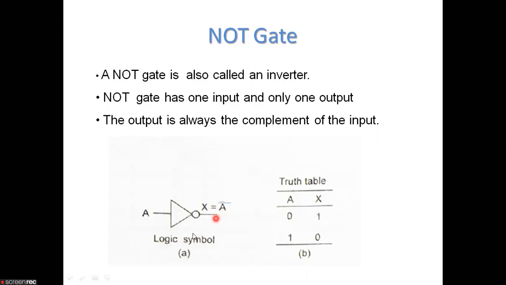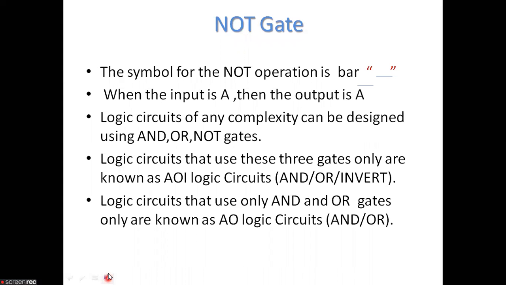So here we have seen the logic symbol and truth table of the NOT gate, where a is the input and x is the output. When a is equal to 0, the output x is equal to 1. When a is equal to 1, the output x is equal to 0. The symbol for the NOT operation is the bar. As we have seen, x is equal to a bar. When the input is a, the output is a bar.